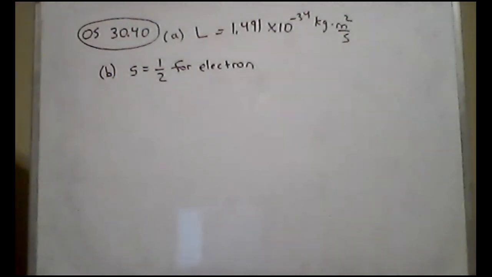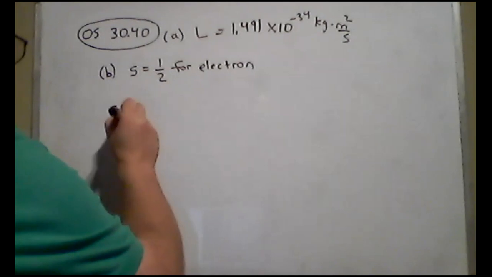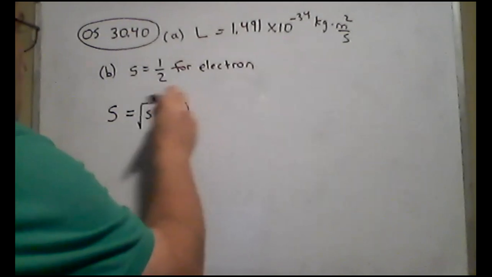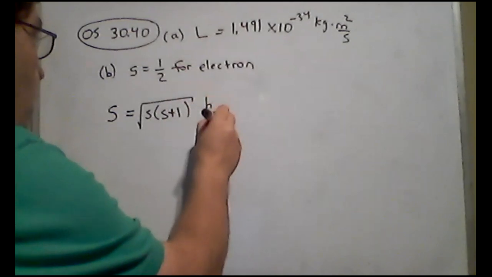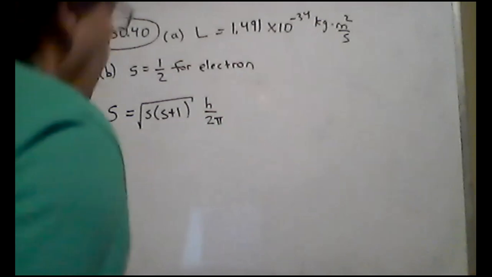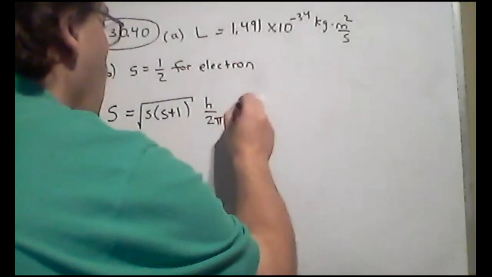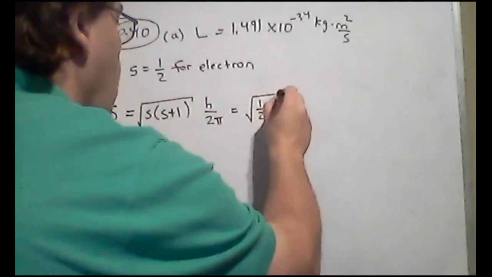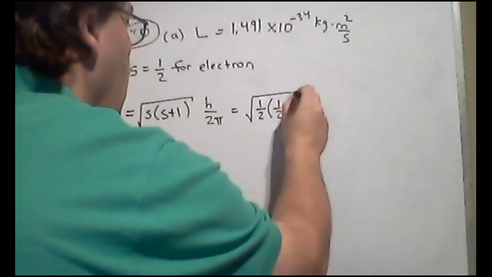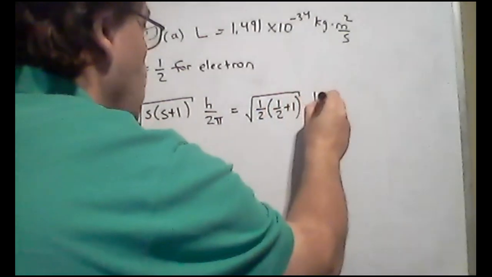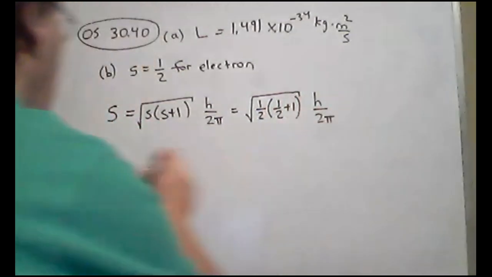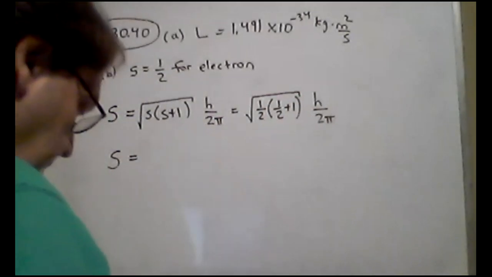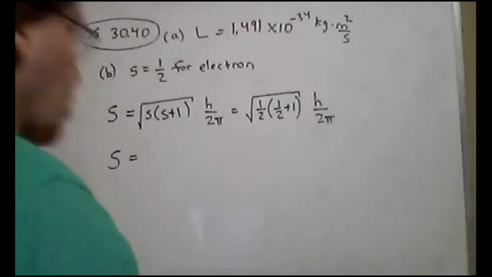So what is the spin angular momentum? It's given as cap S. It's the square root of little s times little s plus 1, times h over 2 pi. That's going to work out to be the square root of 1/2 times the quantity 1/2 plus 1, all under the square root sign, times h over 2 pi. If you put all that together, you end up getting the square root of 3/4.